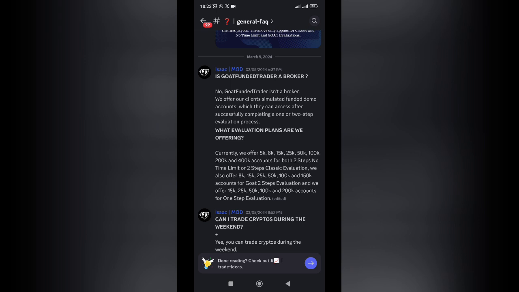You can get a 5K account, 8K, 15K, 25K, 50K, 100K, 200K, and even 400K accounts with GoatFunded Trader. But these are available for two-step accounts, two-step no time limits, or two-step classic evaluation. You can also get 8K, 15K, 25K, 50K, 100K, and 150K accounts for GOAT two-step evaluation, and they offer 15K, 25K, 50K, 100K, and 200K accounts for one-step evaluation.